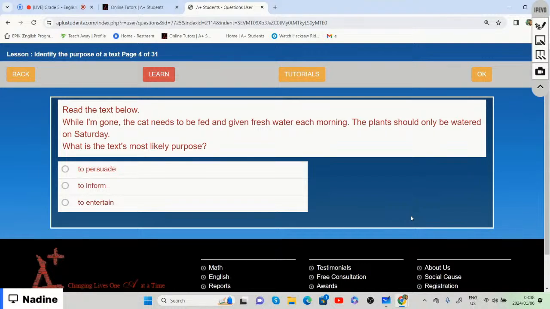So this person is leaving and they have found somebody to house sit. And now they are telling people that while I'm gone, the cat needs to be fed and given fresh water every day. The plants should only be watered on a Saturday. Are they trying to persuade the people? Are they trying to inform the people about what to do? Or are they trying to entertain the people?